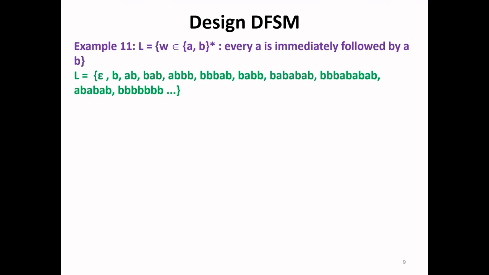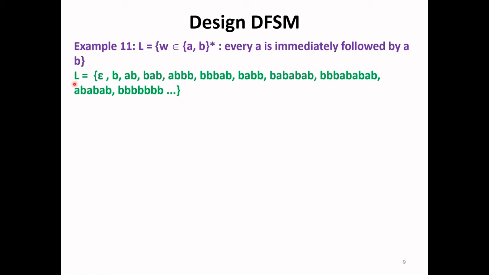Next language to design is having all possible strings of A's and B's with the condition that every A is immediately followed by a B. It means I may have any number of B's. I may have an A, I may not have. But if I have an A, it must be immediately followed by a B.